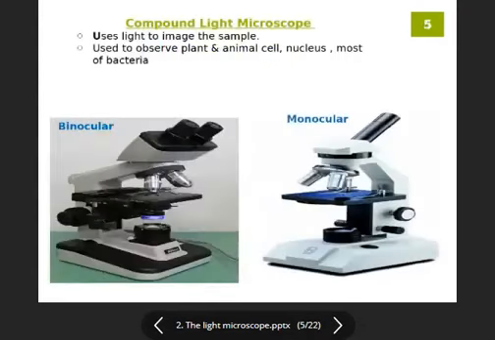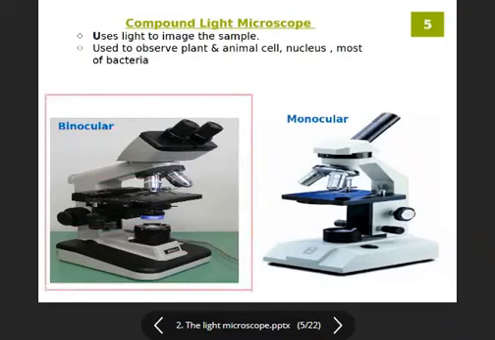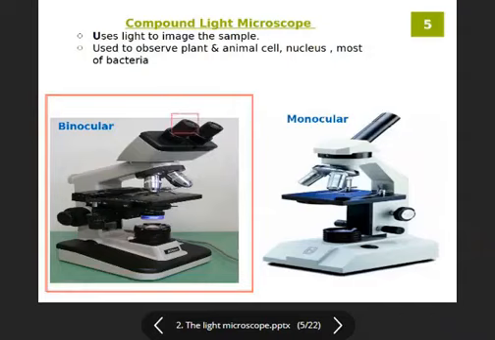Now this is the picture of the compound light microscope. This microscope you will see in the lab. This microscope has two eyes, one eye, two eye, where you will put your eyes. That is why we call it binocular. This one has only one eye, so we call it monocular. Mono means wahid, one.